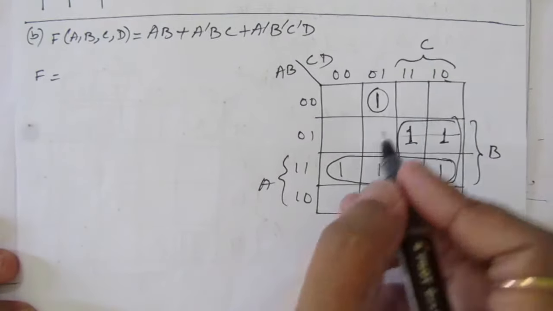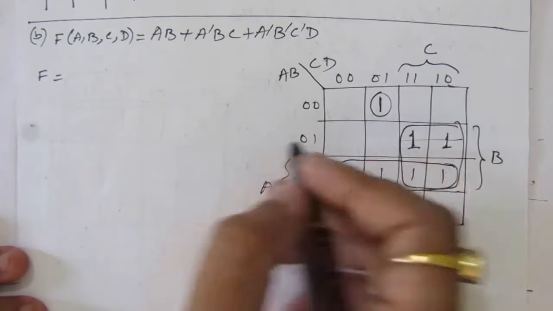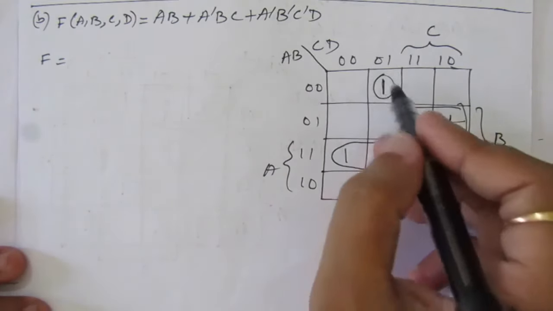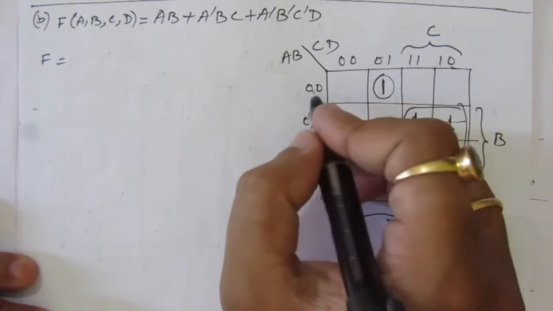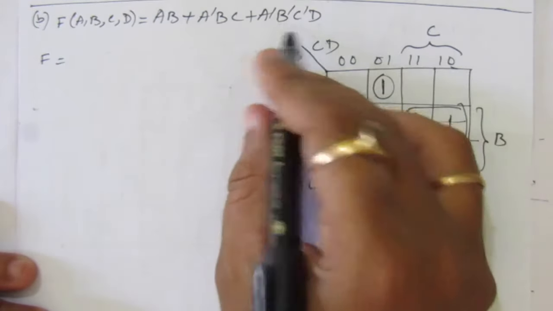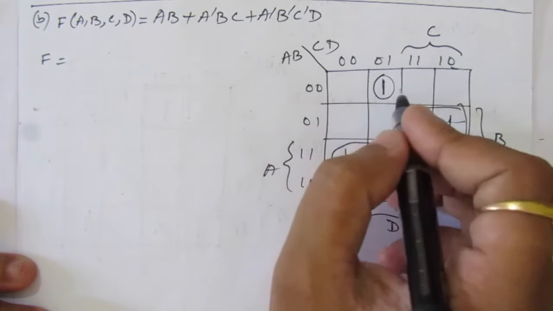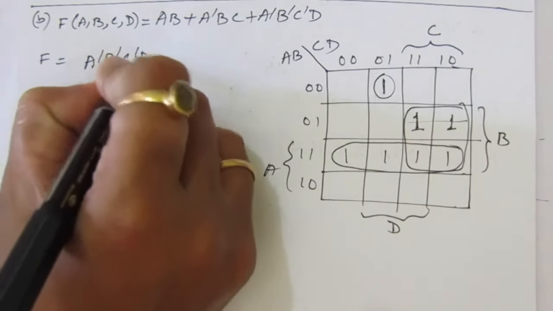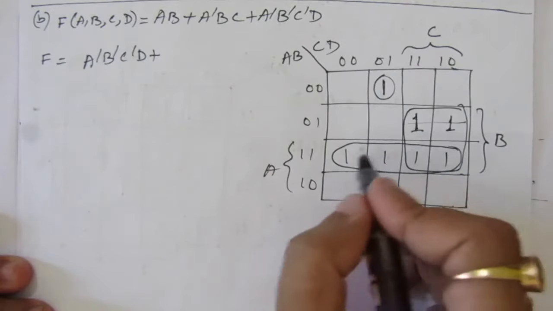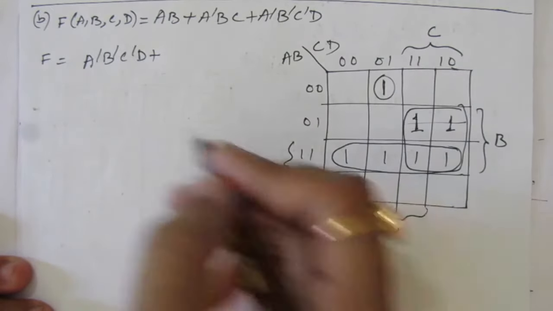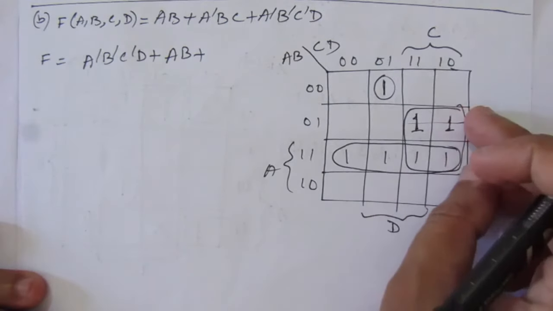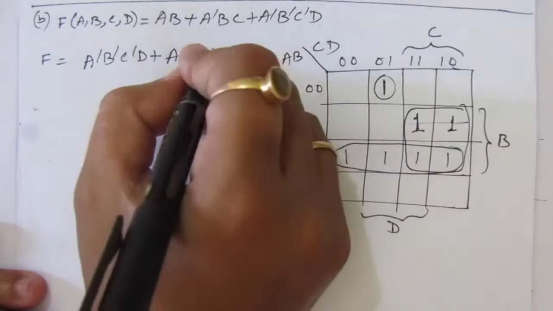So F we can write as, let us first write this term. We cannot combine this one with any other ones, so we have to select it as a single. It is the same as this one because it is not combined with any other. So we'll write here A bar B bar C bar D plus, from this combination we'll get AB, and from this third combination we'll get BC.